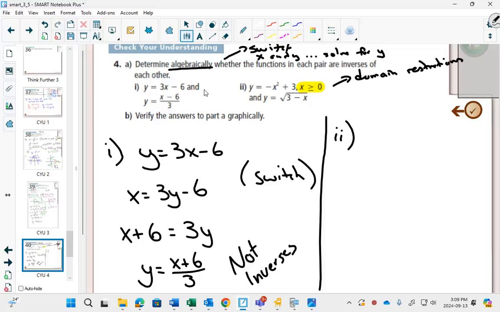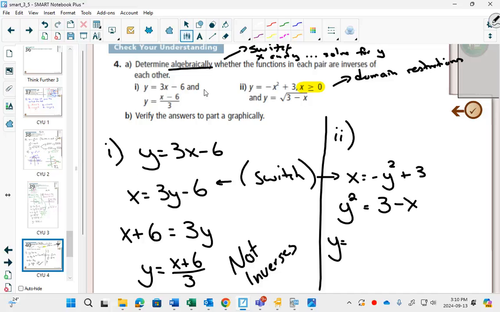So, we're going to do the switch. I'm not going to rewrite it. I'm just going to add an arrow. X equals negative y squared plus 3. Personally here, I'd probably see that this y squared is negative. I would move that to this side, and I would move my x to this side by subtracting. So y squared equals 3 minus x. So getting y by itself would be plus or minus the square root of 3 minus x.